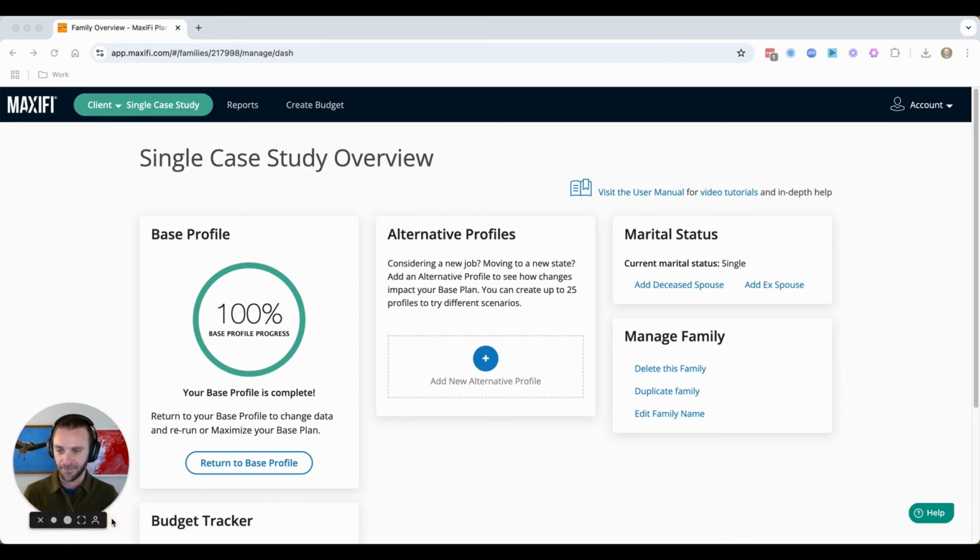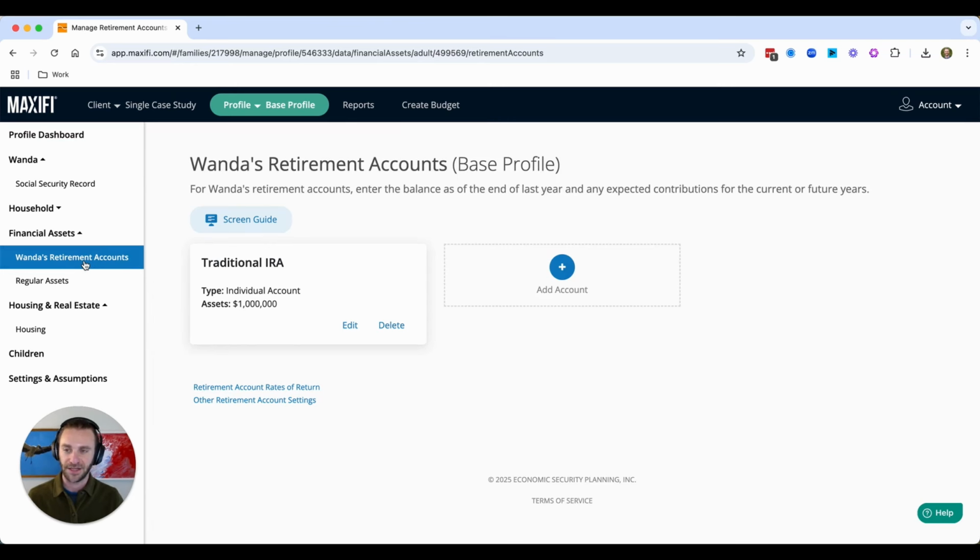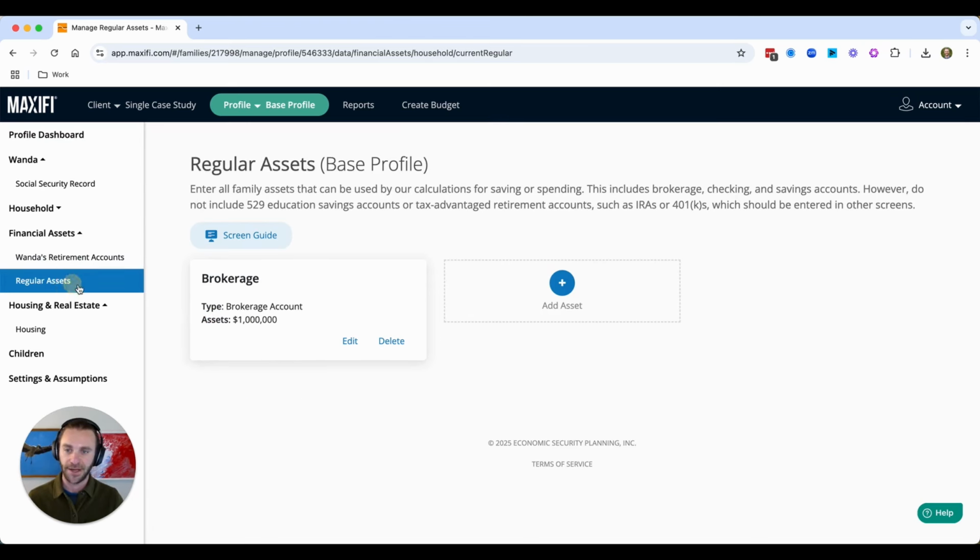So let's get started. You would start by clicking back on your base profile. Hopefully at this point you have entered all of the necessary inputs to get started with your financial plan. I've created a simple single individual here. Wanda has $1 million in pre-tax retirement accounts, for example, in a traditional IRA. And she also has $1 million in a brokerage account. This would be a taxable investment account, what the program calls regular assets.